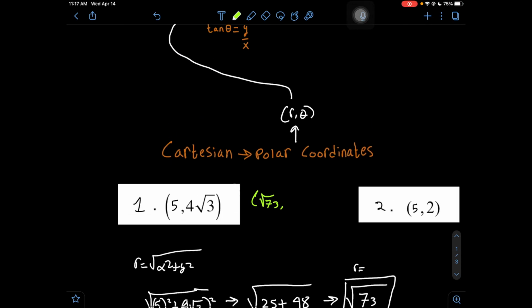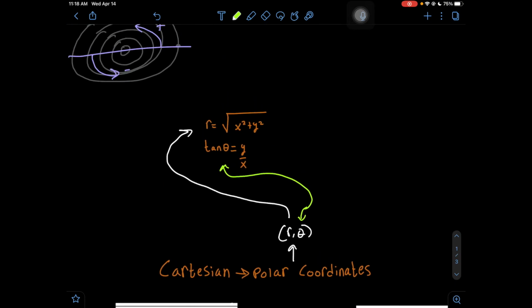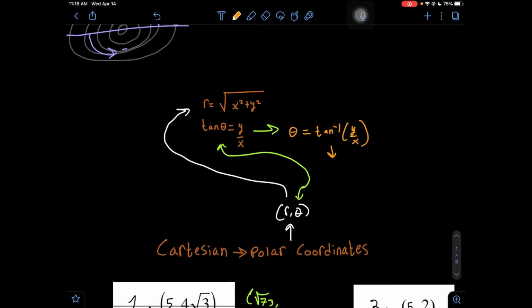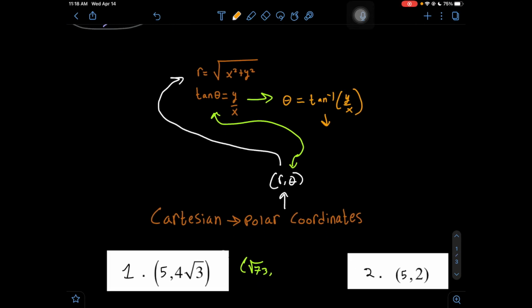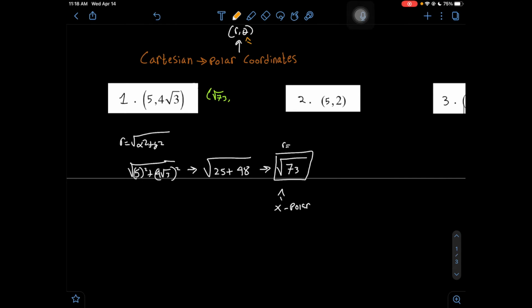Well, if you remember, theta is our second coordinate, and we can see our second equation has theta in it, which is tan of theta equals y over x. Well, if you rearrange this equation, we should get theta equals tan inverse of y over x. Well, if we use this in each of our questions, we'll be able to find theta. Well, now let's go ahead and do that. So we have theta equals tan inverse of y over x.